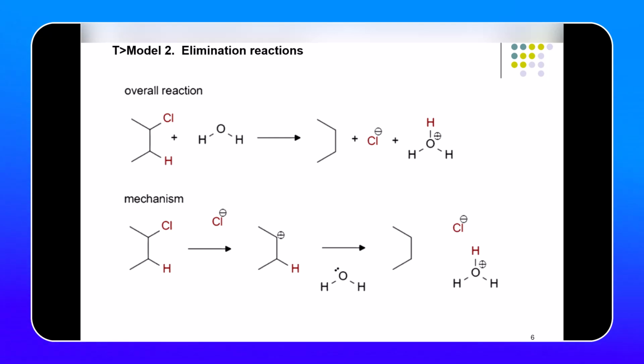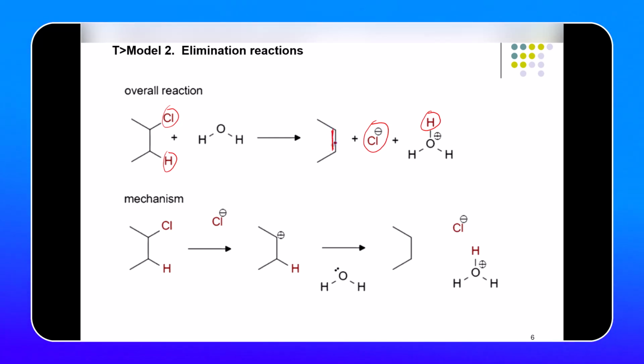Now, overall, you can see that what happens is H and Cl will be removed. Here they are here. The H will be associated with an oxygen that was originally part of a water molecule. Now we're forming the hydronium ion. And here is the chloride that gets removed. Remember that when these things get removed, this results in the formation of a double bond.